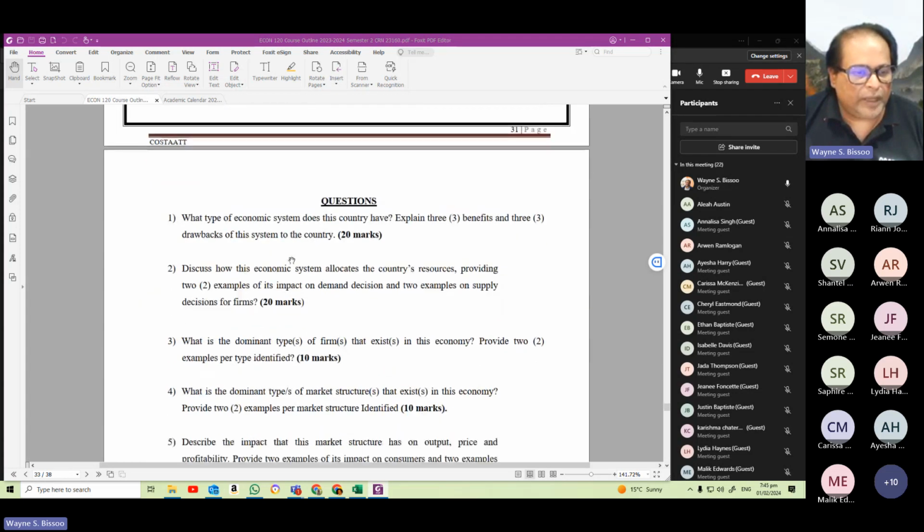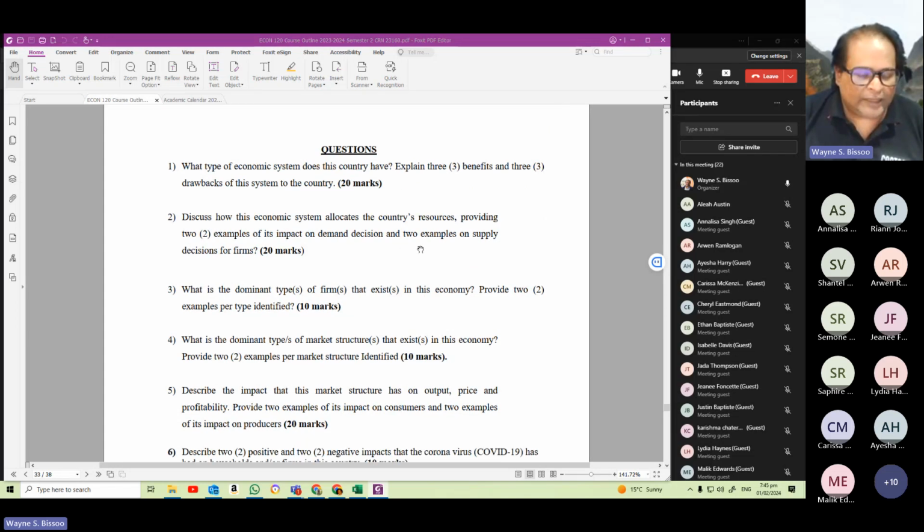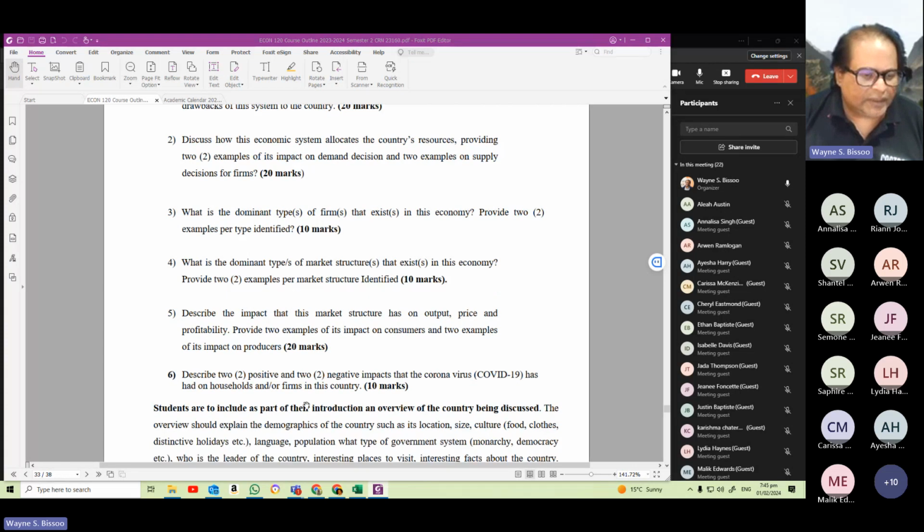These questions down below here: type of economic system, discuss how the system allocates resources in that country, specifically with examples from that country about how that works, the type of firms, the types of markets they operate in, the impact of the market structure on their output, pricing and profits, and last one here, the impact that the coronavirus had on households and firms in that country.